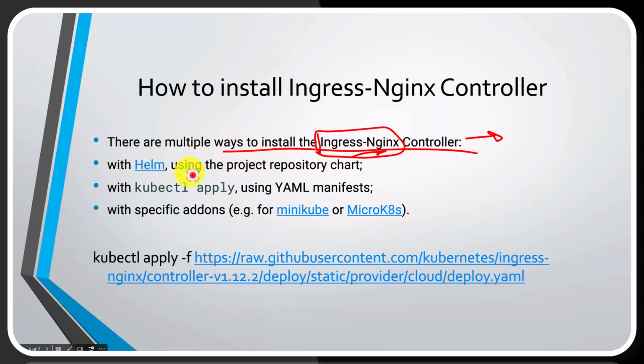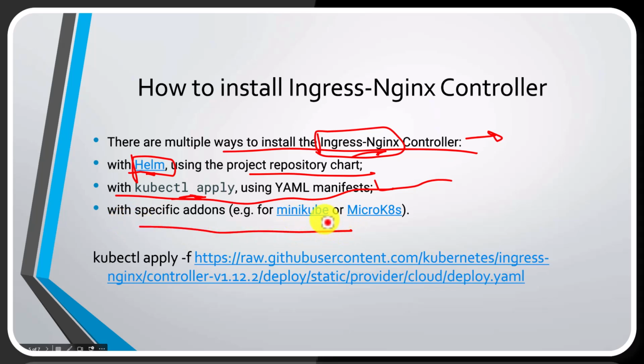There are multiple ways we have. One is you can use Helm, using the project repository chart. Using Helm you can install it. Or you can install the Kubernetes ingress using kubectl apply, like how we did the deployments and all. That's another option. This is an easy way. This we are going to follow in this session with the specific add-ons. Even if you have Minikube or MicroK8s, specific add-ons are available, so you can install the ingress. So this link we will use to install the ingress.